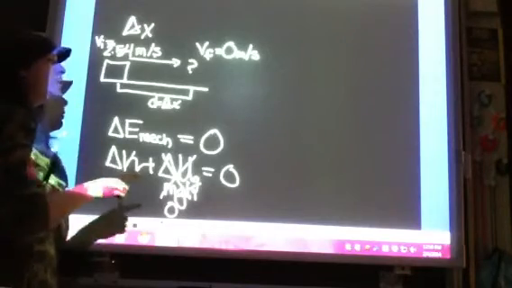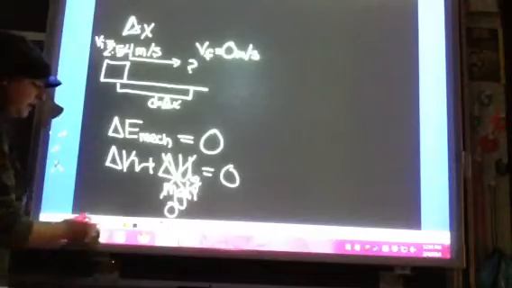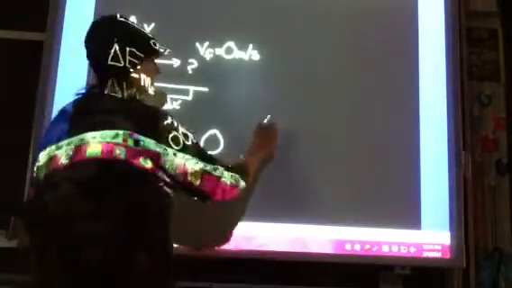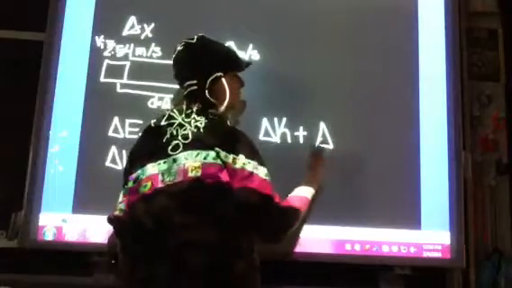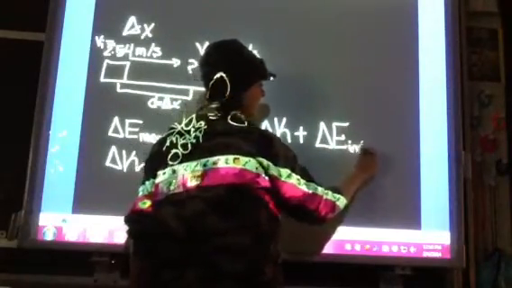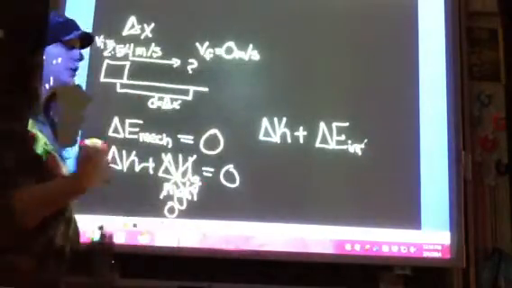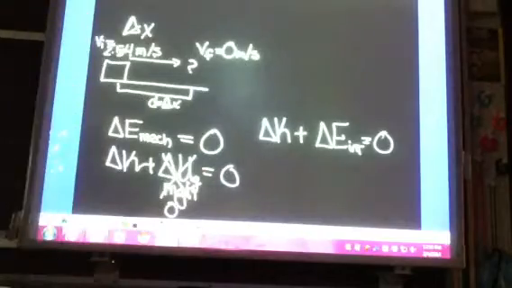But I'm missing one thing, because they told us in here that we also have friction. So I need to rewrite this as delta K plus my non-conservative force friction, which we call delta E INT. That's my internal energy, my change in internal energy. All of that is going to be equal to 0.